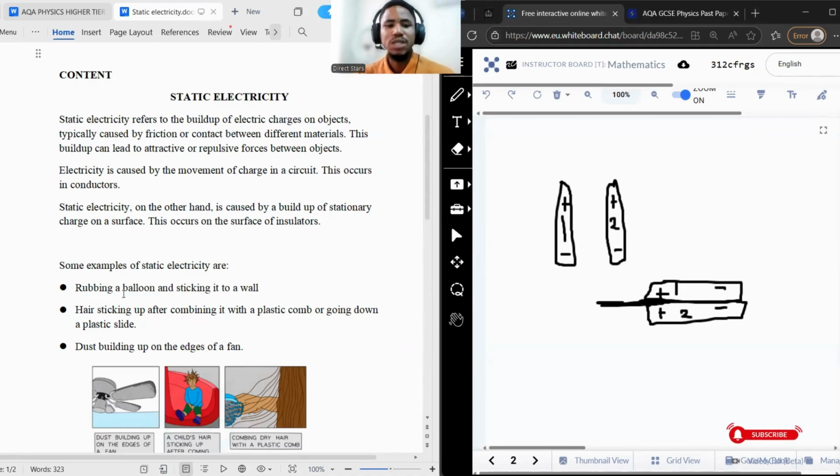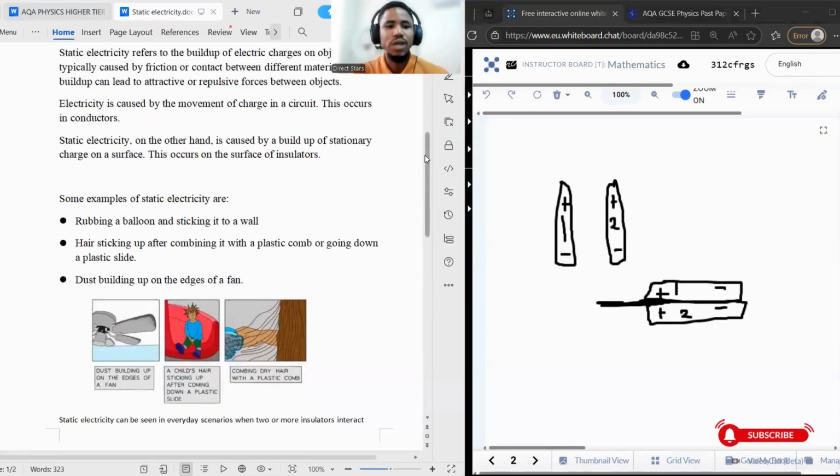So at this point, rubbing a balloon and sticking it to a wall. The balloon has more positive charge because it's an insulating material, while the wall has an evenly distributed charge, positive and negative. But at the point that you are rubbing this balloon on that wall, the wall will have more negative charge. Why? Because rubbing the balloon, which is positive with a little negative charge, will allow a little flow of charge. And that is how static electricity works. It's just the buildup of electric charge on those objects through friction and contact. So when friction and contact occur, then there will be static electricity.